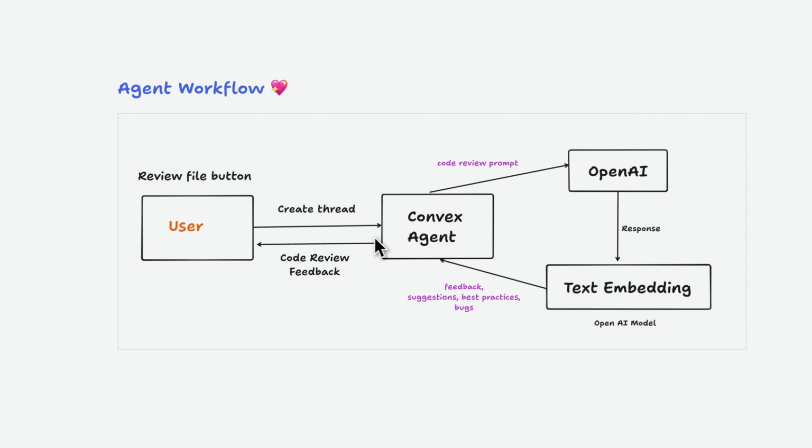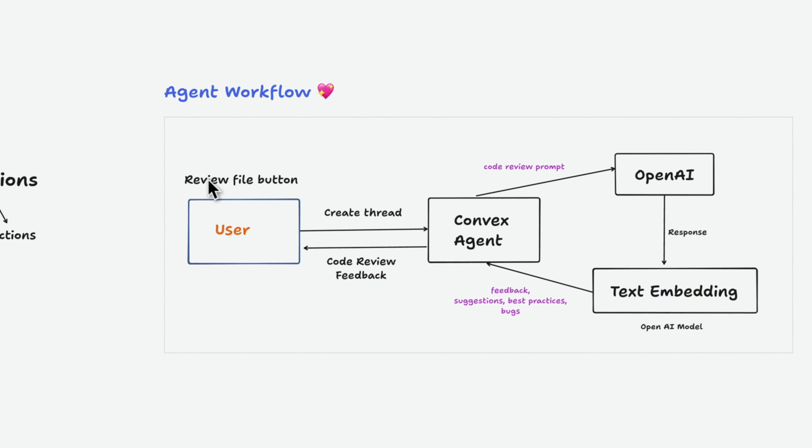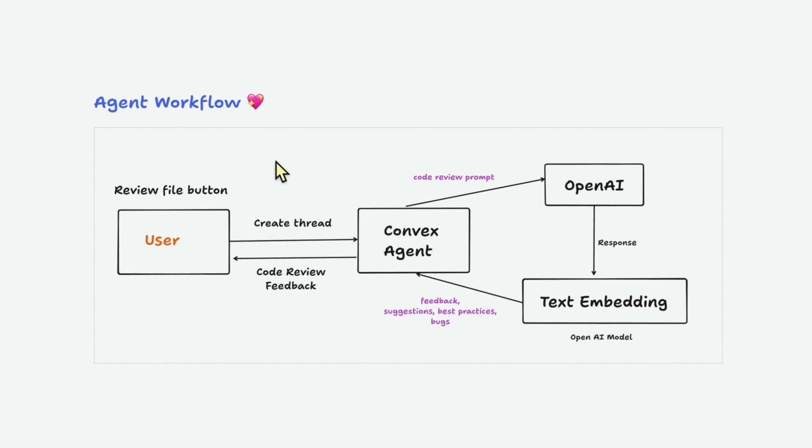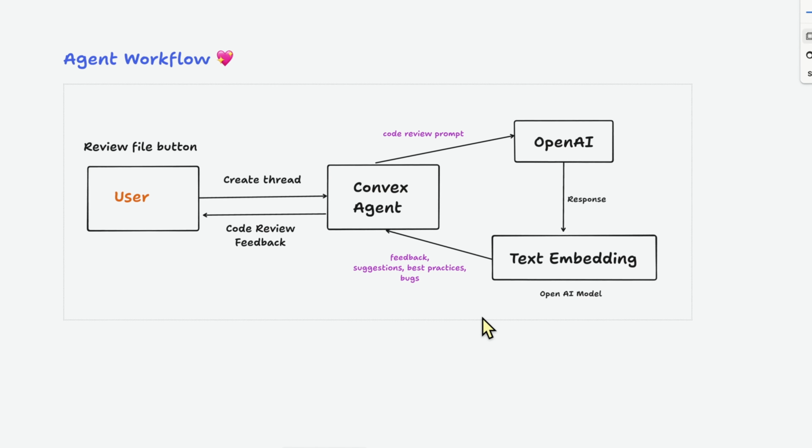The Convex agent then returns the feedback to the client, and the user then sees the code review results in the UI. And all of this is automatically handled. The backend part of it is automatically just handled by Convex. And we'll take a look at how.